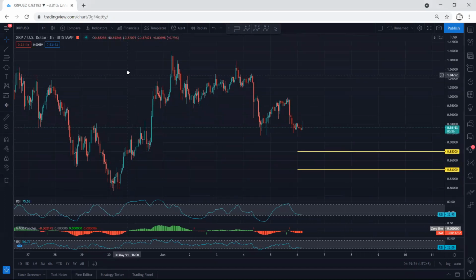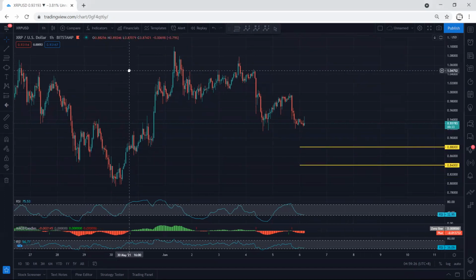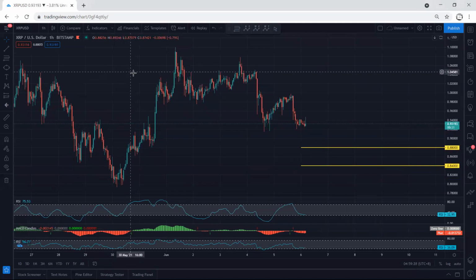Anyway, we just follow the chart. We don't have any trade setup yet. In this case, we follow the chart.